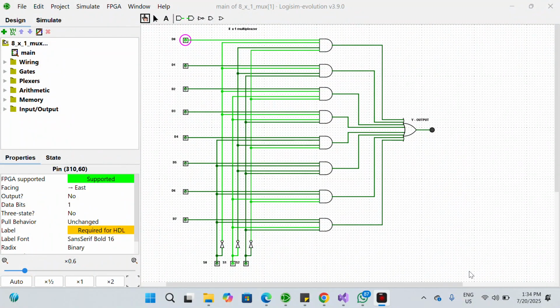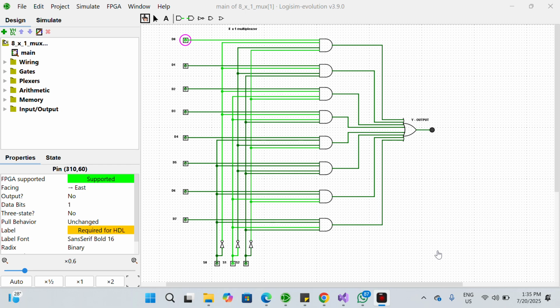Here is a clear, complete explanation of the 8 by 1 multiplexer circuit in my image of this presentation. I'm explaining the 8 by 1 multiplexer and what a multiplexer is. A multiplexer is a digital switch that selects one of many input signals and forwards the selected input to a single output line. It uses select lines to choose which input to send to the output.